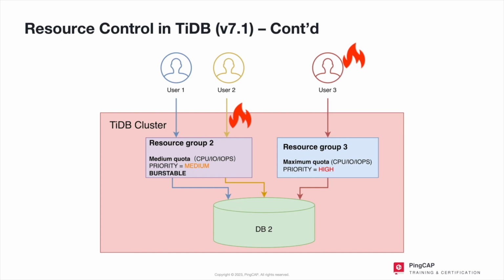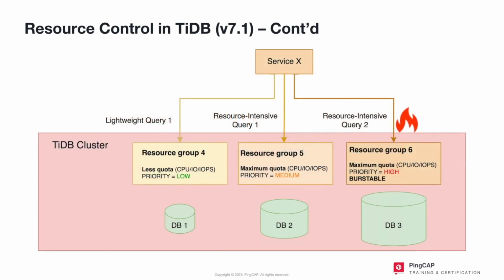We've been focused on users, but remember, we can bind an SQL query to a resource group too. So take a look at the left-hand side of the diagram. We have lightweight query 1 that runs on DB1. It's an easy query that isn't resource intensive. We've assigned it to resource group 4. Notice the priority is set to low.